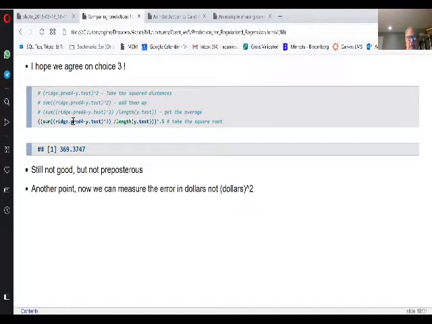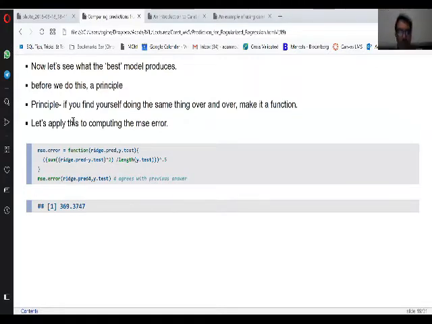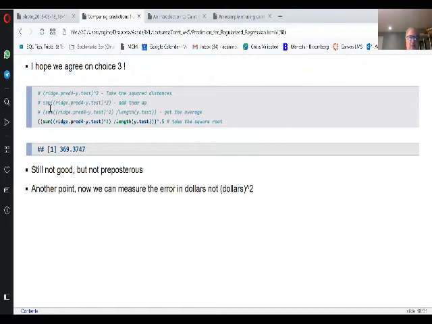This is the kind of thing that, in the absence of better tools, you just have to do. So here's a principle: when you're going to do something over and over again, make it a function. I have to be honest with you.